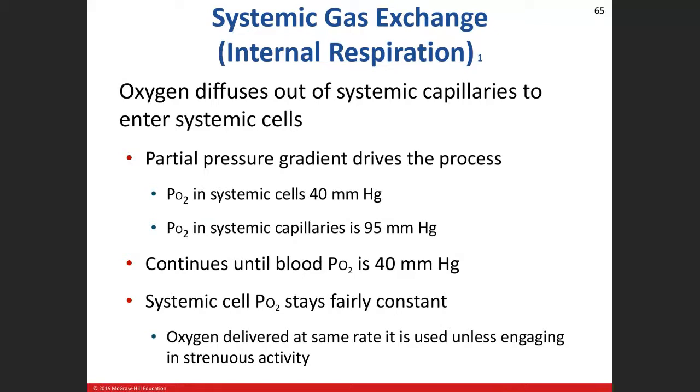Okay. That's a perfect place to stop. We'll get into the internal respiration and finish up this chapter.